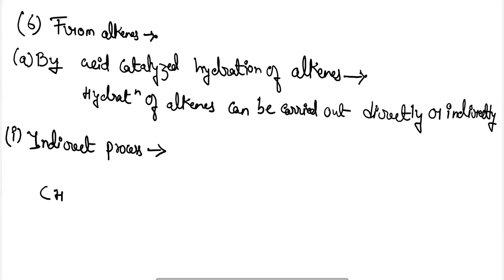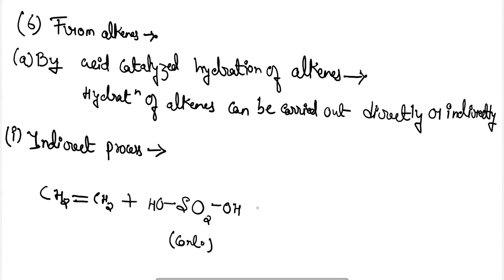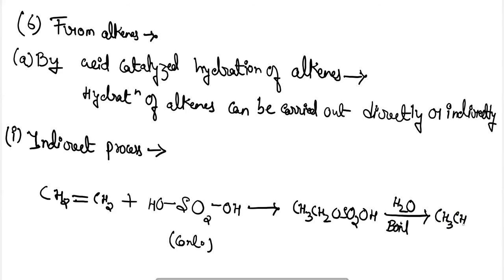So here, when alkenes are reacted with concentrated H2SO4, it will form CH3CH2OSO2OH. Then with boiling water, H2O, it will form CH3CH2OH plus H2SO4 again.